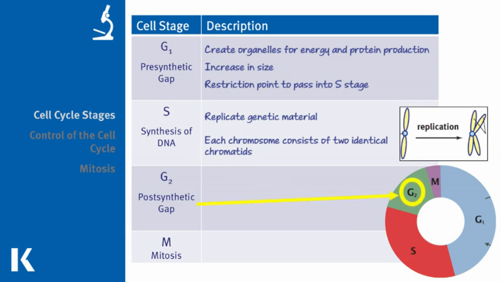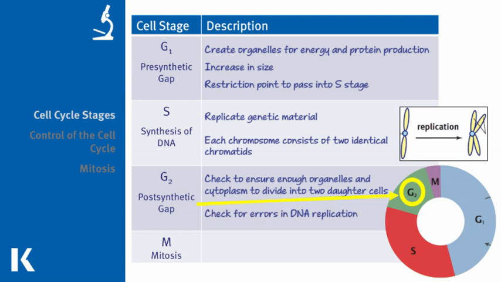G2, the post-synthetic gap, involves a couple more checkpoints. One to make sure there is enough cytoplasm and organelles for division, and another to suss out any errors created during genome replication. Then, finally, after all that, it's time for mitosis. Technically, mitosis refers just to the division of chromosomes in the cell's nucleus, so cytokinesis, the division of the cytoplasm, is also needed to complete the phase.